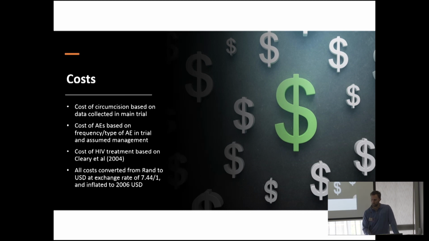All right, so the costs were, obviously one of the main costs was the cost of circumcision. That was based on the main trial, so they took data on the cost of circumcision from the trial that was conducted before this economic evaluation. They also took into account the cost of adverse events from circumcision, and that was based on the frequency that were reported in the trial and the assumed management of those adverse events. They also had to consider the cost of HIV treatment, which was taken from a previous study. And then all costs were converted from Rand to US dollars. US dollars just seem to be more digestible by most readers, so that's quite common. At an exchange rate that was relevant at the time, and they were inflated to 2006 US dollars. This study was published in 2006.